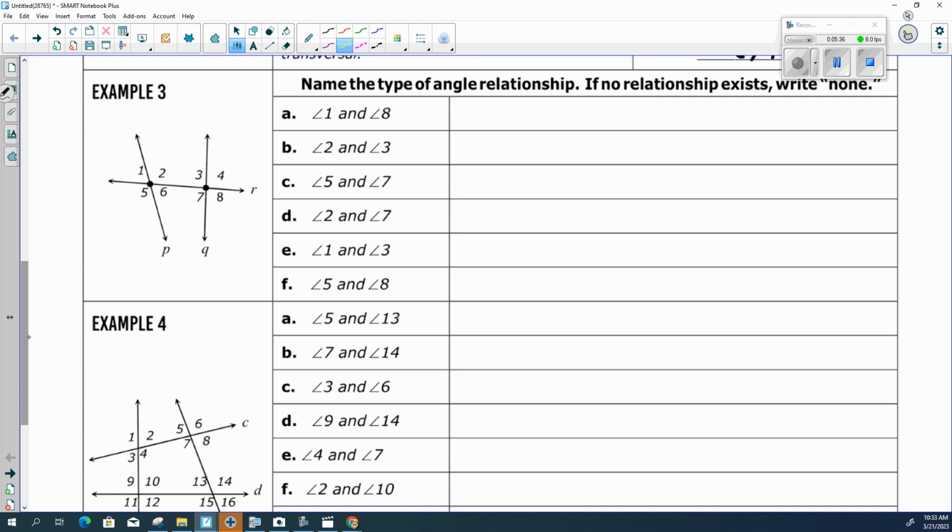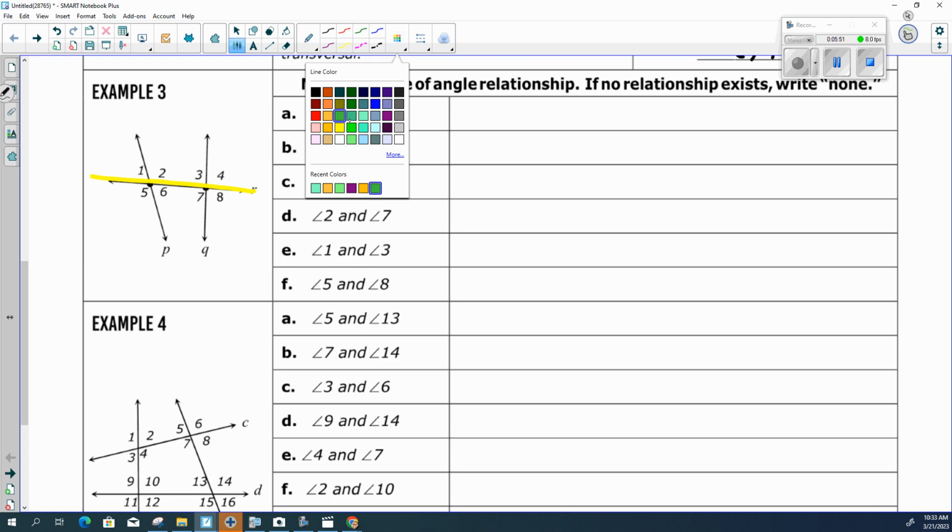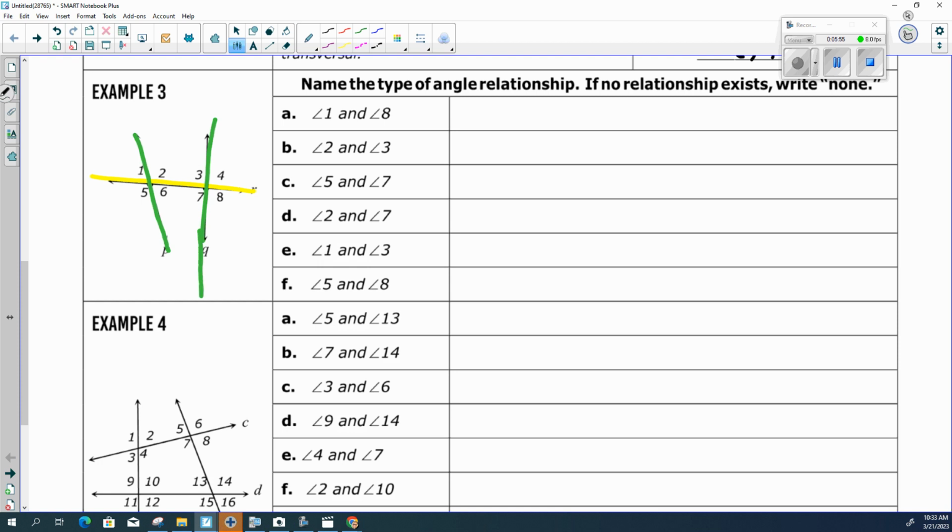Okay, example 3, name the type of angle relationship. If there's no relationship, write none. We have lots to choose from. So I'm going to start out by making my transversal yellow. And my parallel lines, or excuse me, they're not parallel. My hiking trail, green. This is going to help me because right now I'm seeing where's the interior angles.